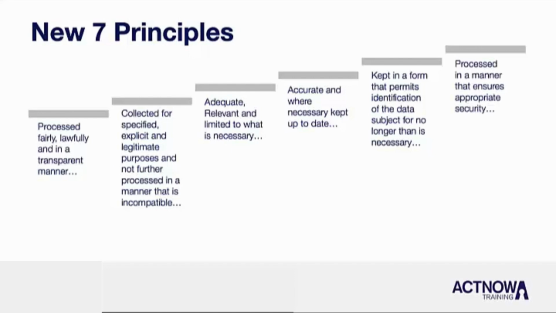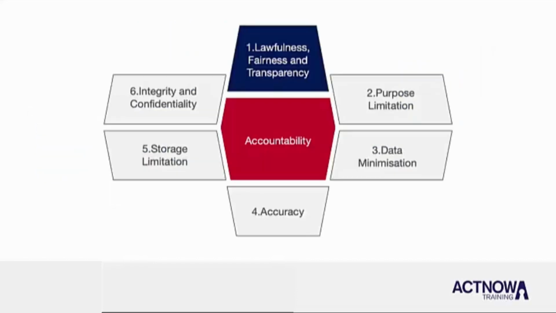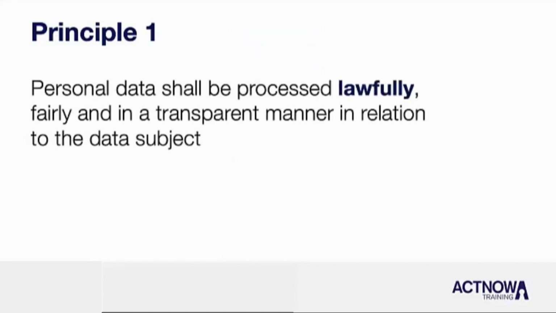Principle number 6. Ensuring that the information is processed in a manner that ensures appropriate security to protect its confidentiality and integrity, otherwise known as the security principle. And principle number 7. The accountability principle, ensuring that you are able to demonstrate compliance with these requirements. We're going to focus on principle number 1. Lawfulness, fairness and transparency. Principle number 1 says that personal data shall be processed lawfully, fairly and in a transparent manner.